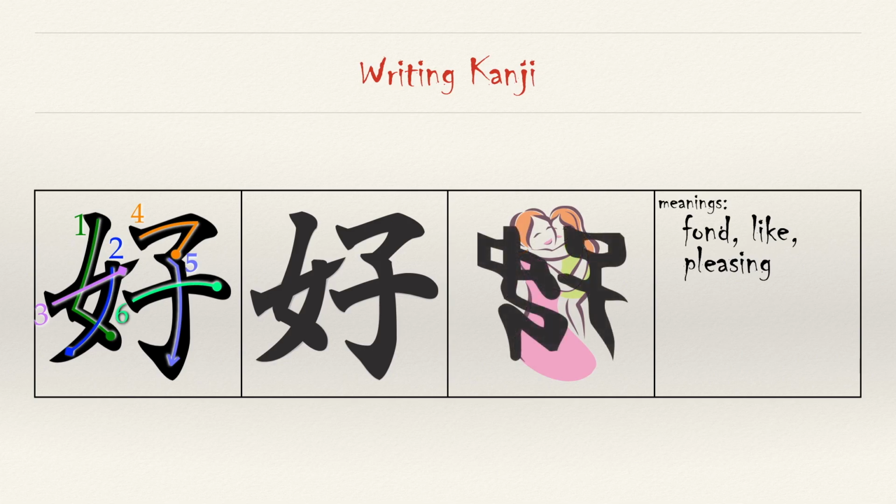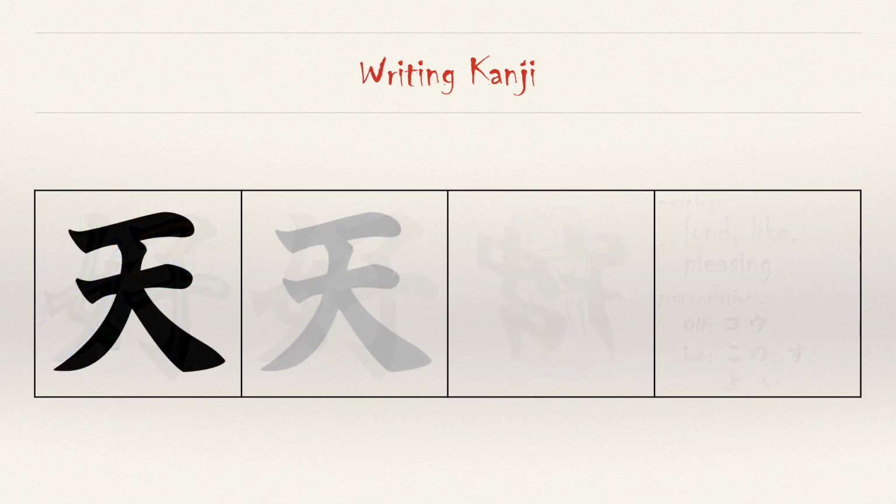The original characters were a little bit complicated. Fortunately, they have been simplified. The on reading for this character is ko. The kun readings are kono, su, yo, and i. We will use the su reading this year.